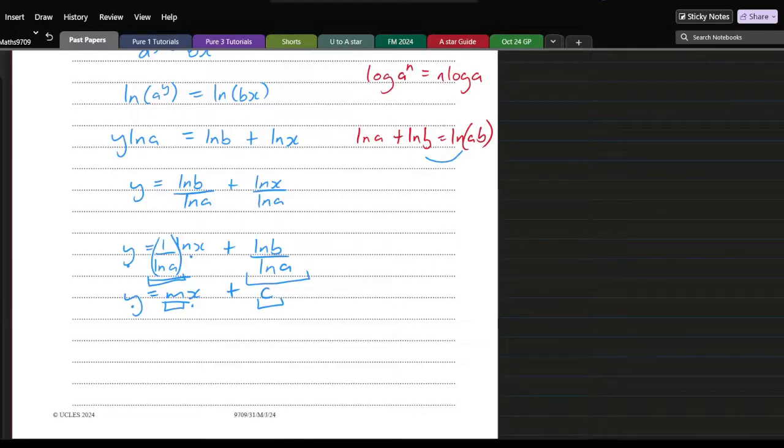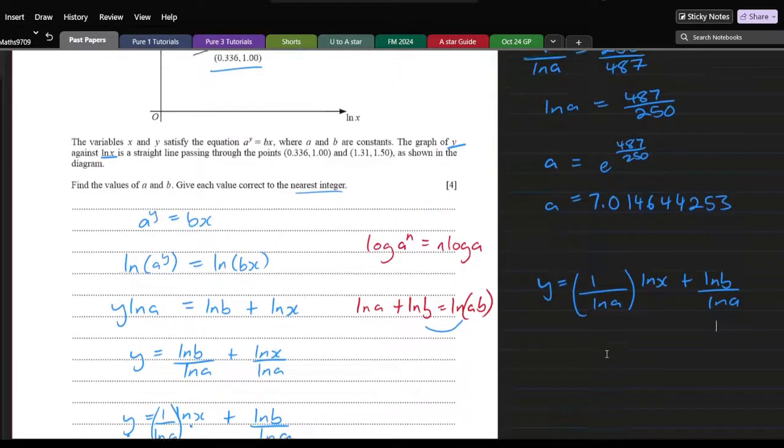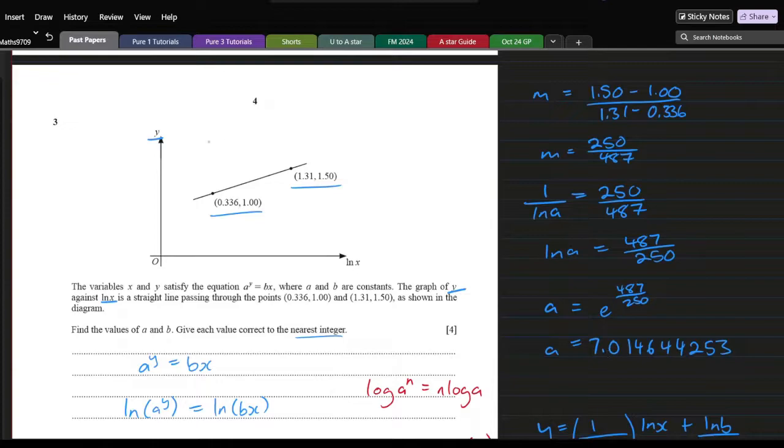So we're saying the equation that we have is y is equal to 1 over ln a multiplied by ln x plus ln b over ln a. Alright, so now we're going to pick a random point that lies on the line to help us evaluate our y-intercept. So we can pick this point where our ln x is 0.336 and our y value is 1.